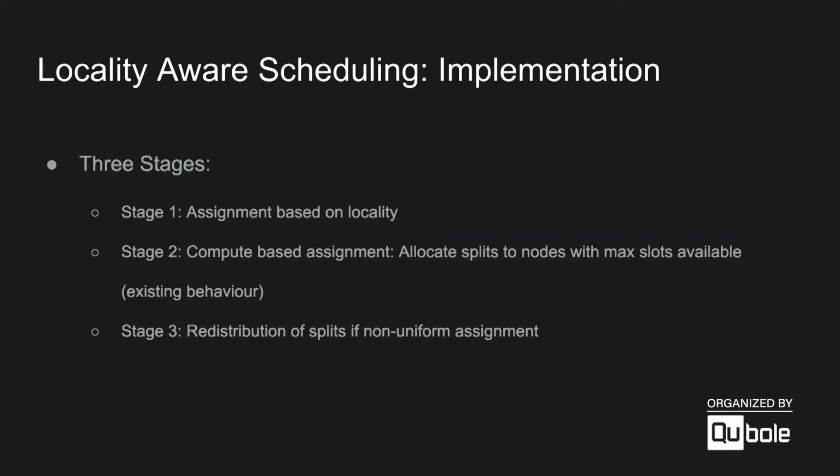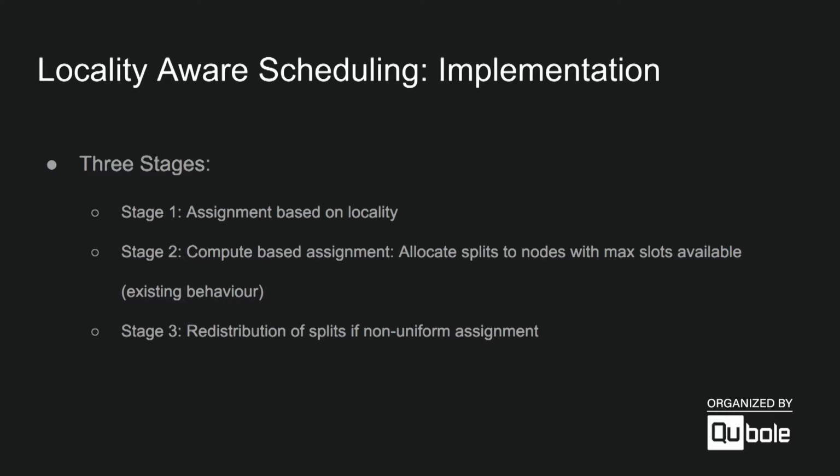So the scheduler that we implemented has 3 stages. Stage 1 is assignment based purely on locality. If we find out that there are splits which are present locally, they should be assigned to those nodes for processing. Stage 2 is for those splits which were unassigned after stage 1. It is assignment based on compute. This is what the Presto scheduler used to do: allocate splits to nodes which are the least burdened. They are the nodes which have the maximum slots available.